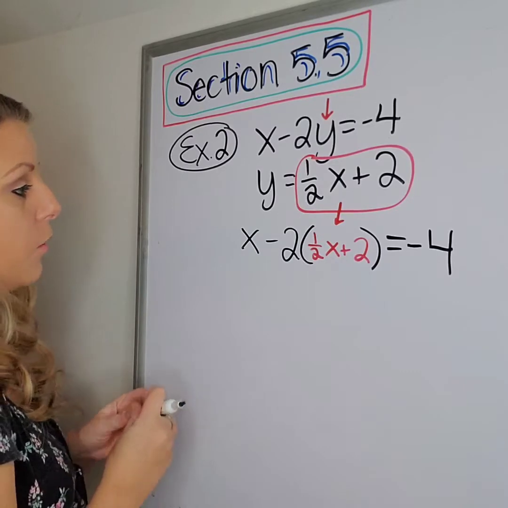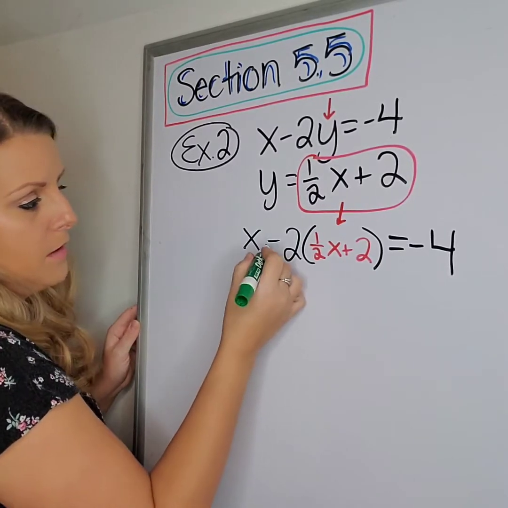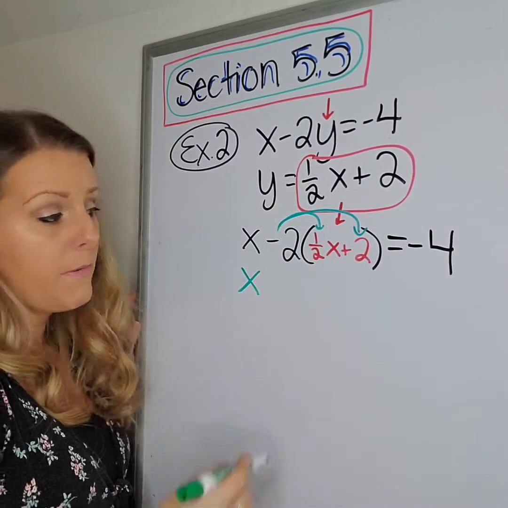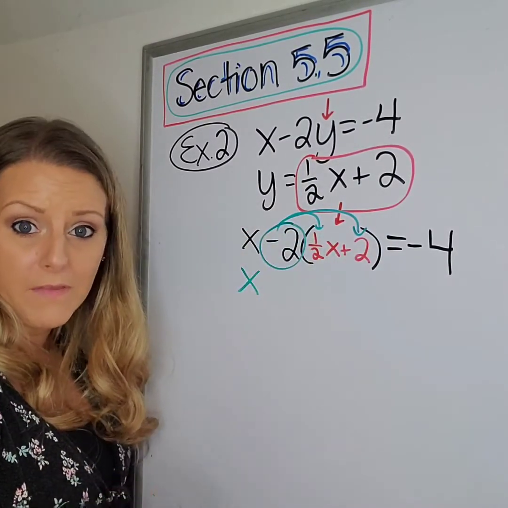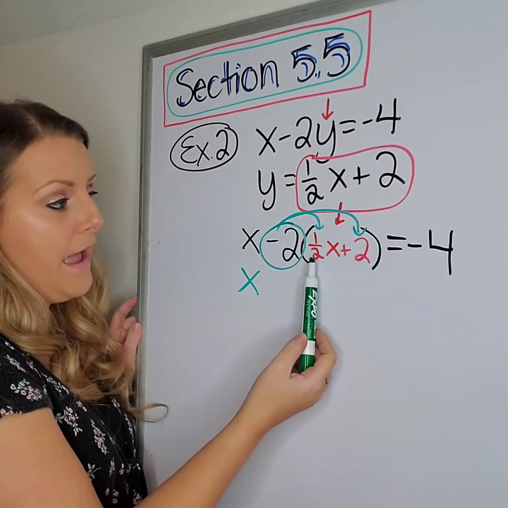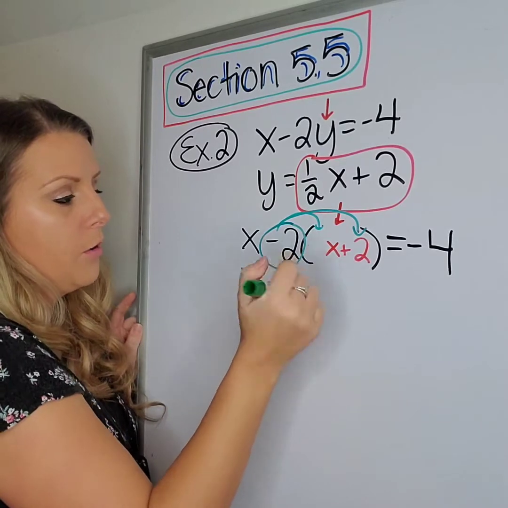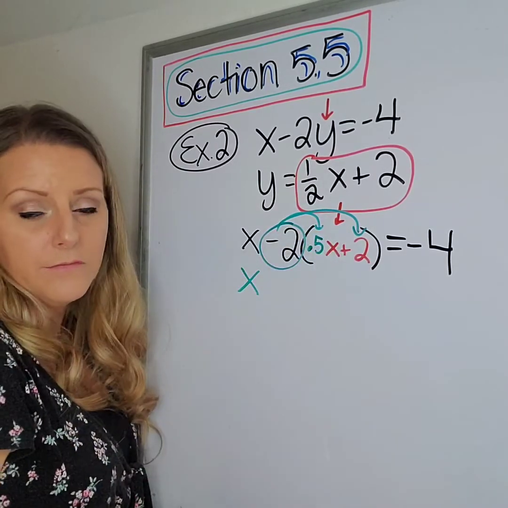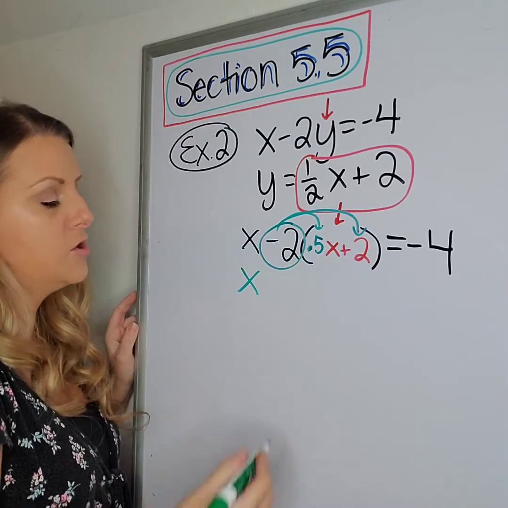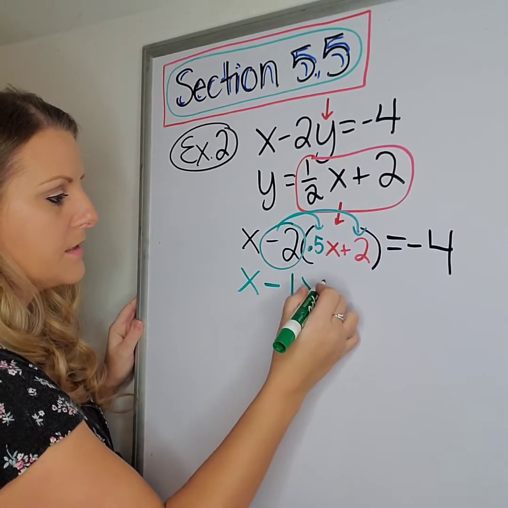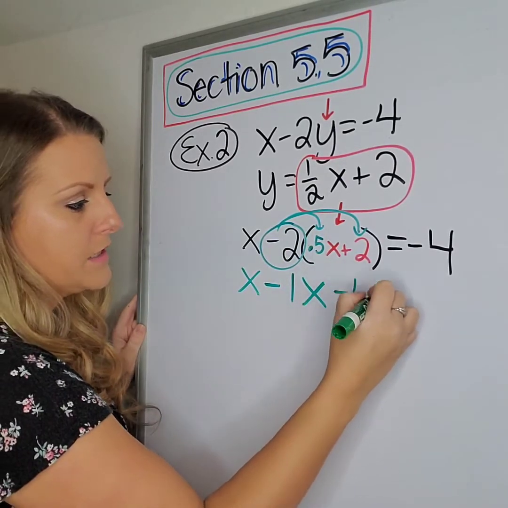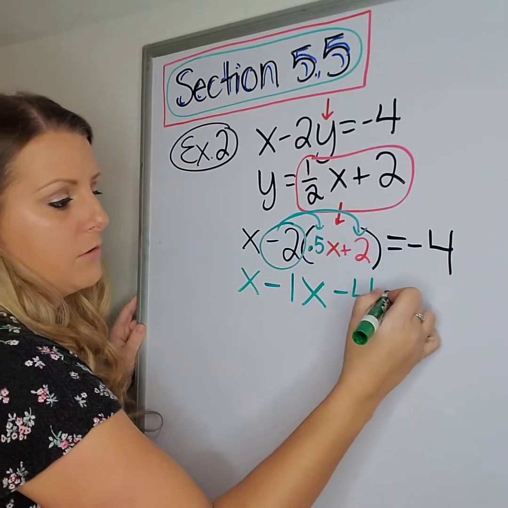So the first step is distributive property. So we're going to keep this x here. We're going to take this negative 2 and we're going to distribute it to both things. Now remember, it's a negative 2, so you need to multiply everything by negative 2. Negative 2 times 1/2. Okay, if 1/2 scares you, you can always change it to a decimal 0.5. Okay, so negative 2 times 1/2 is just negative 1x. Okay, and negative 2 times positive 2 is negative 4. And then it equals negative 4.